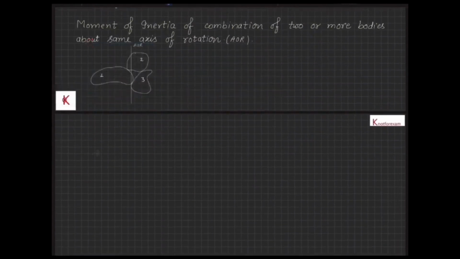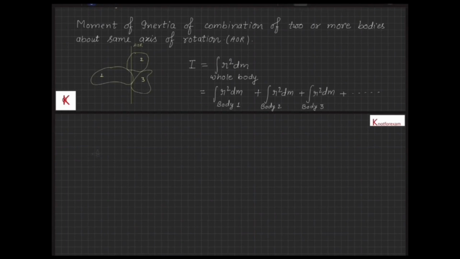Let there be a composite body which is made from individual rigid bodies 1, 2 and 3. Then the moment of inertia of this body about the axis of rotation is equal to the integration of r square dm for the whole body. And by the property of integration, this is equal to the integration of r square dm for body 1 plus the integration of r square dm for body 2 plus the integration of r square dm for body 3 and so on, about the same axis of rotation.